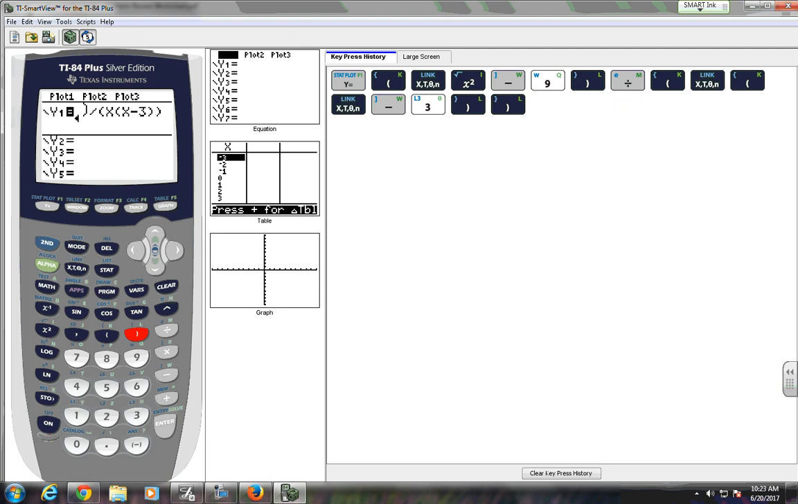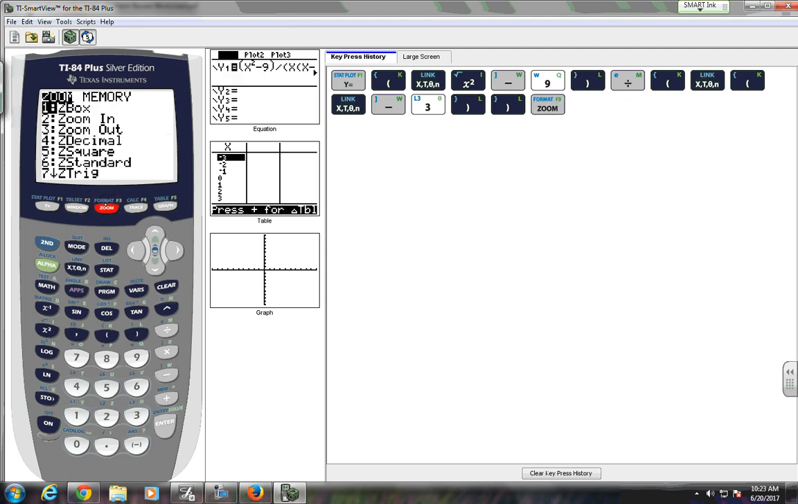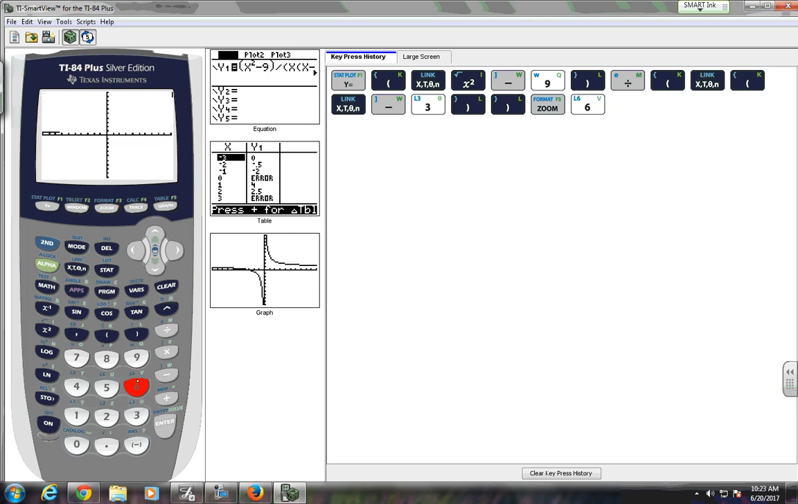After we've plugged in the correct function, let's type our zoom button and choose number 6 standard. That way we're all looking in the same viewing window. Okay, so here's our rational function. Notice we have a vertical asymptote or a boundary line right there on the y-axis. So let's talk about what the function value does as x approaches 0 from the right and from the left. So as x approaches 0 from the right, what's happening to the function values? The y values are going where? They're exploding to positive infinity.